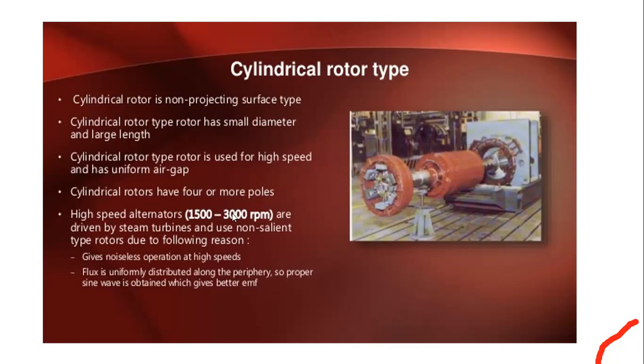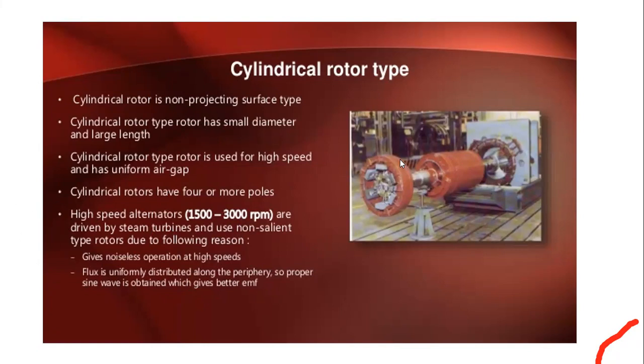High speed alternators, that is 1500 to 3000 rpm, are driven by steam turbines. This is used with steam turbines and non-salient type rotors. Why? Because it gives noiseless operation at high speeds. The flux is uniformly distributed along the periphery, so a proper sine wave is obtained, which gives better EMF. This cylindrical type of rotor is used in high speed machines.